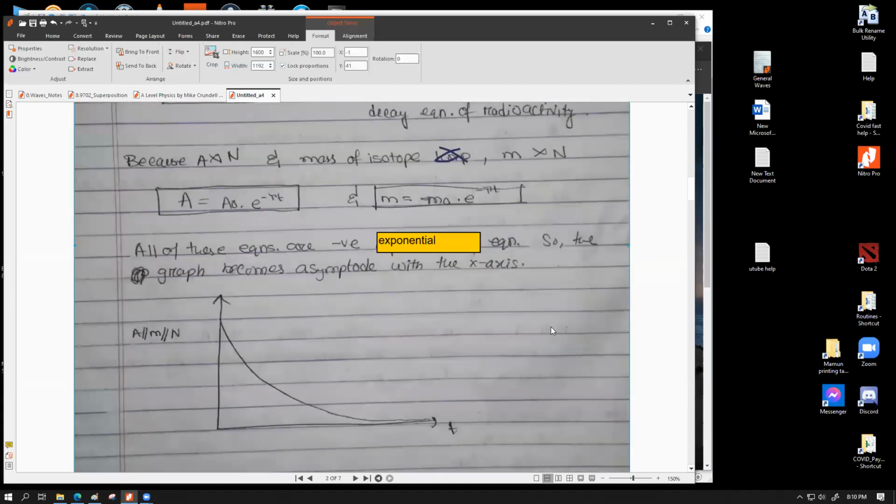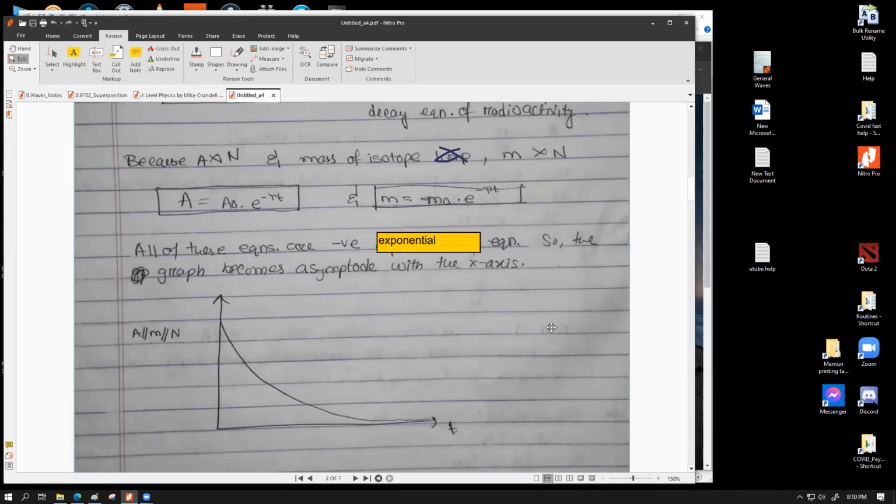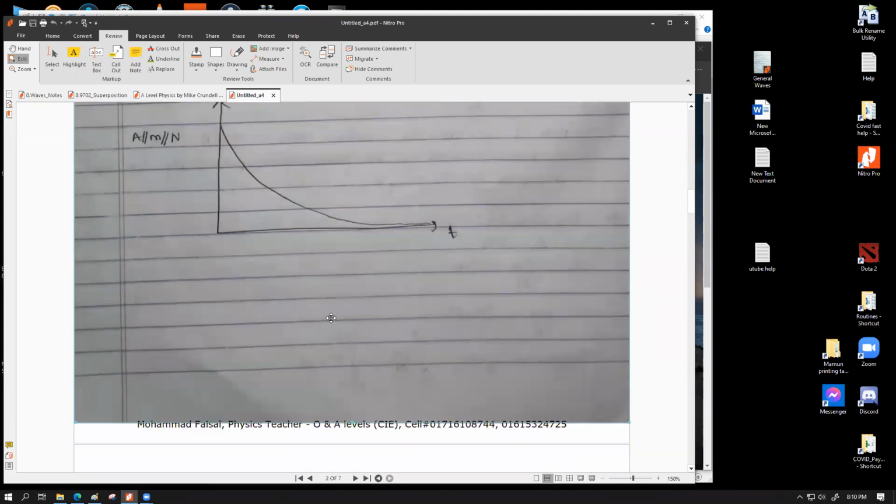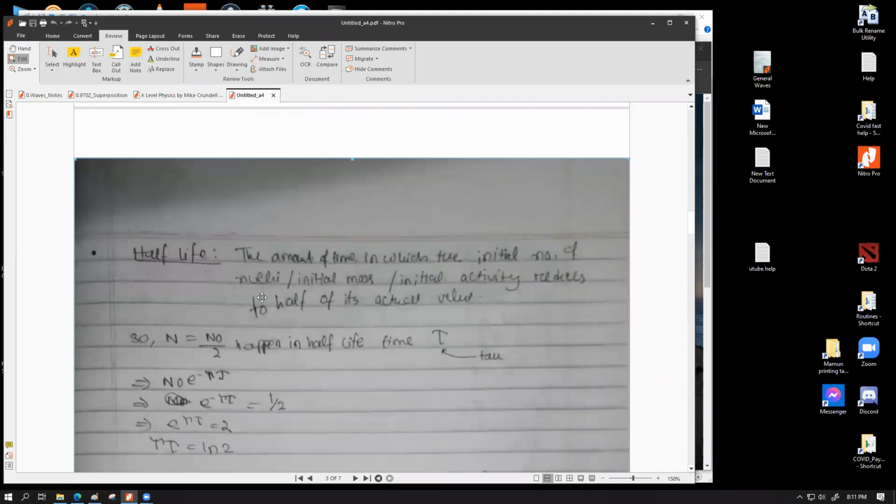So all of these equations are negative exponential equations, so that graph becomes asymptotic with the x-axis, the horizontal axis over time. So if you plot activity versus time, or mass of that isotope over time, or number of remaining nuclei over time, we're always going to get a negative exponential equation, which is basically the half-life equation that you have read in your O-level syllabus and so on.